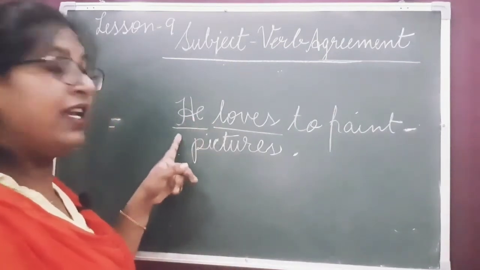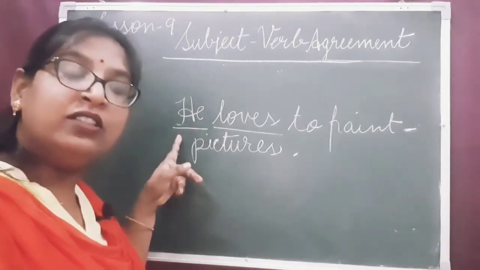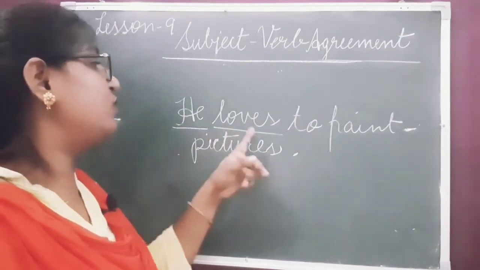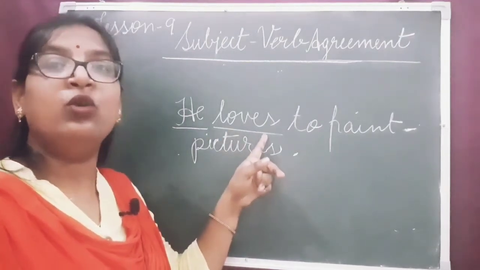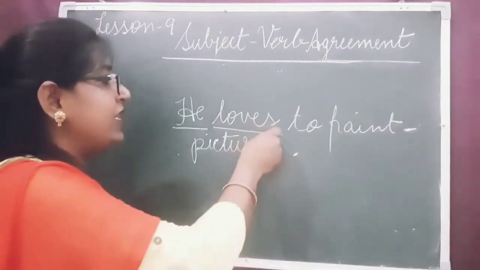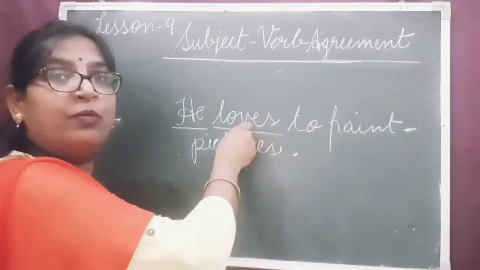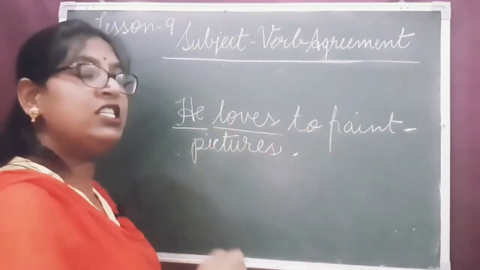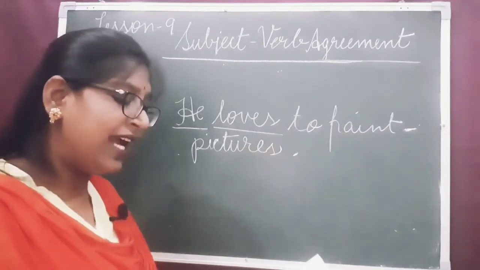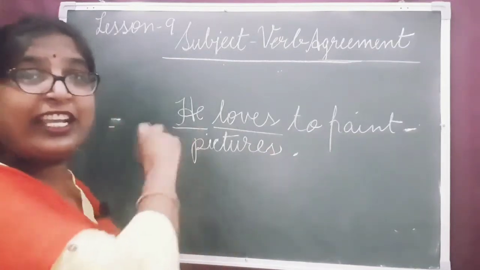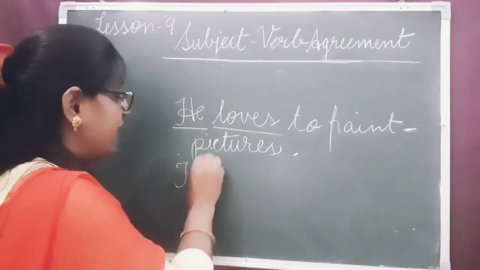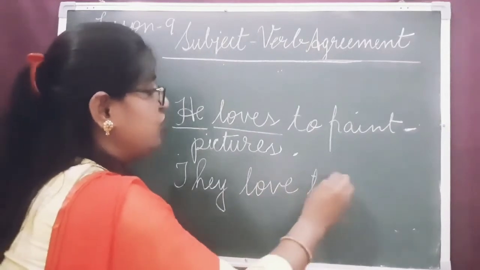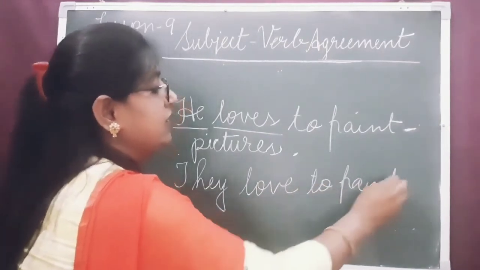So as it is singular in number and third person, we use the S or ES form of the verb. So here we are adding S with the main verb, it becomes loves. He loves to paint pictures. And dear children, if we change the subject, let's see, they love to paint pictures.